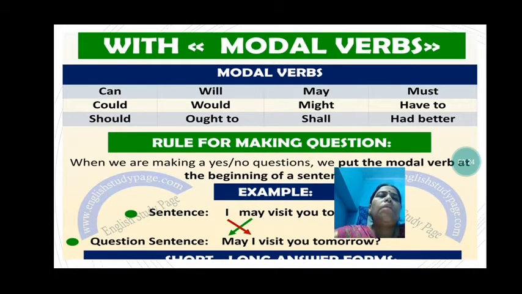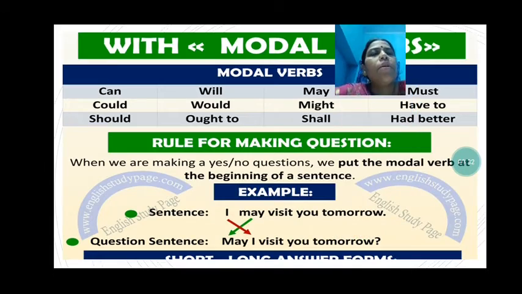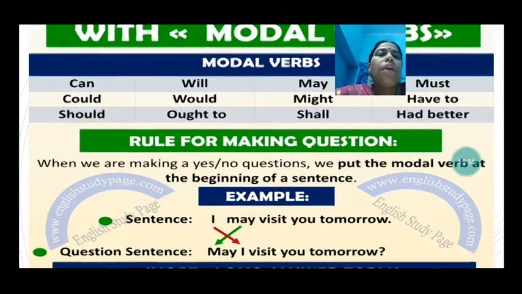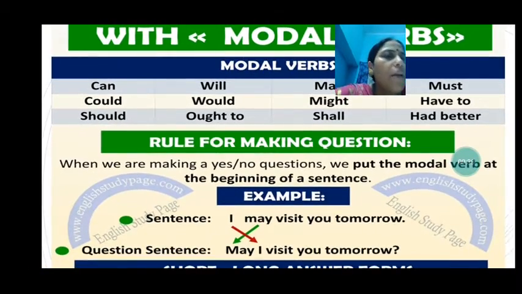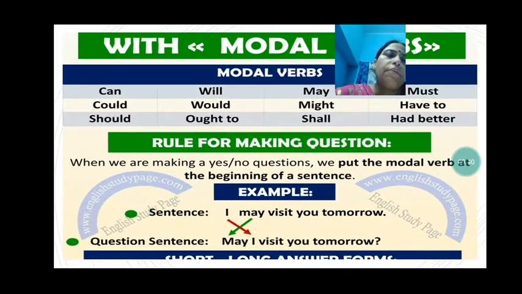Now see, with the modal verbs can, will, may, must, could, would, might, have to, should, ought to, shall, had better. These are the modal verbs. When we are making a yes-no question, we put the modal verb at the beginning of the sentence. So I may visit you tomorrow. How will you write? May I visit you tomorrow? Like that, same. I can visit you tomorrow. You can write, can I visit you tomorrow?